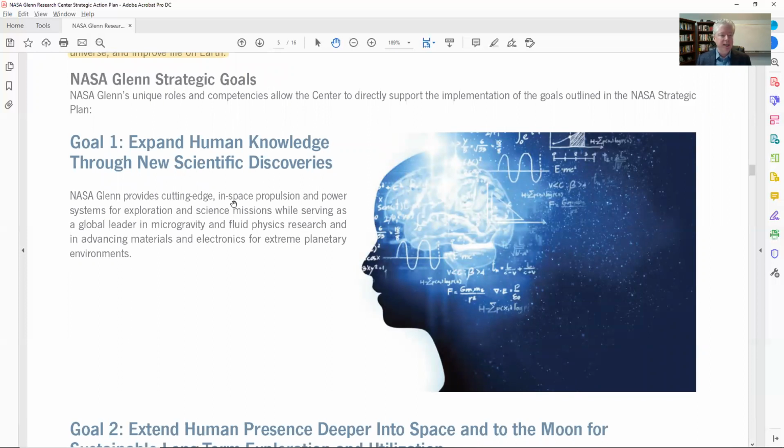NASA Glenn provides cutting edge in-space propulsion and power systems for exploration and science missions while serving as a global leader of microgravity, fluid physics research, and in advancing material. Okay, that's great. It's way too deep for the customers I'm supporting.